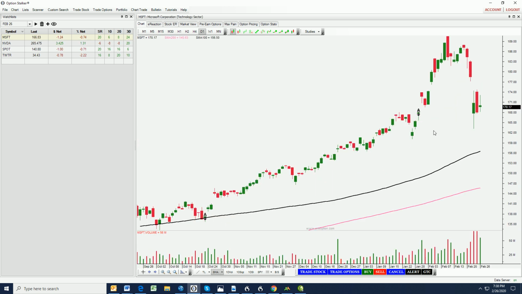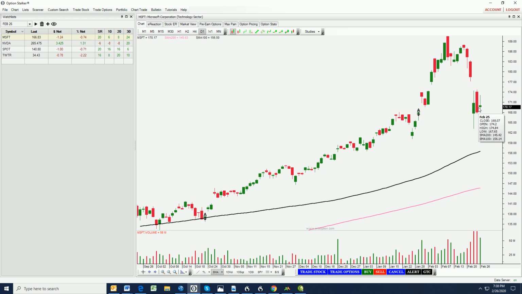So first on the list, Microsoft. So why do we like Microsoft? Well, Microsoft actually has held up pretty well. We did have this sell-off right here. You can see that the stock basically went from about 186 down to about 170, let's call it. So we had about a 15-point drop in the stock.